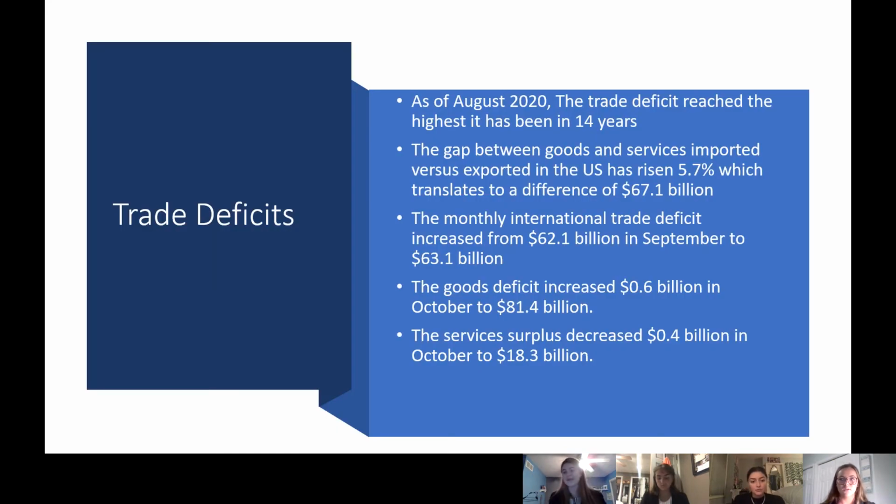As of August 2020, the trade deficit reached the highest it has been in 14 years. The gap between goods and services imported versus exported in the US has risen 5.7%, which translates to about a difference of $67.1 billion. The monthly international trade deficit increased from $62.1 billion in September to $63.1 billion in October. The goods deficit increased by $0.6 billion in October to $81.4 billion. The services surplus decreased $0.4 billion in October to $18.3 billion.